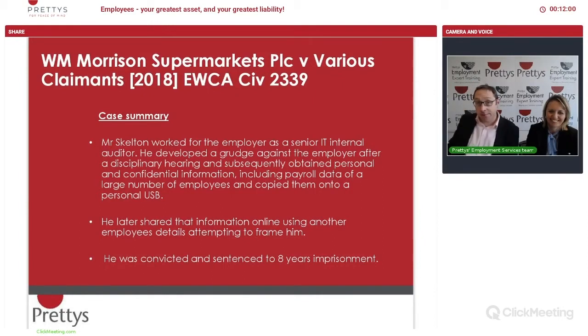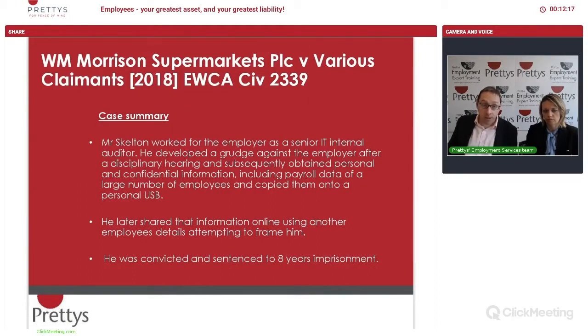So this is a case that may be familiar to many of you. And again, it's heading for the Supreme Court. It's not reached there yet. It's just gone through the Court of Appeal, but may well get to the Supreme Court. This involves a data breach, and the facts now are quite well rehearsed.